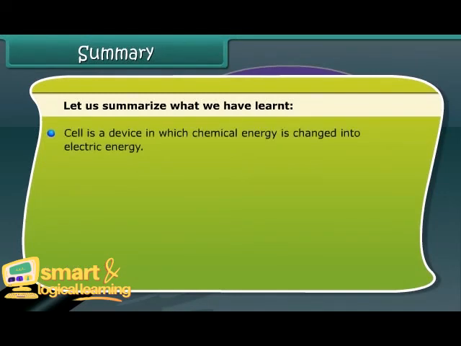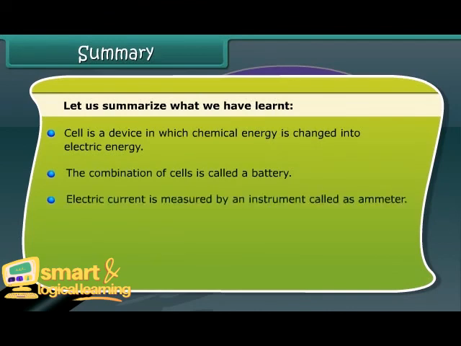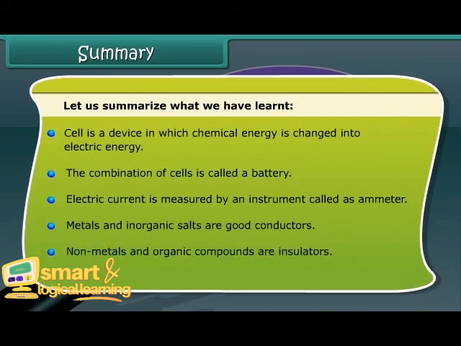A cell is a device in which chemical energy is changed into electric energy. The combination of cells is called a battery. Electric current is measured by an instrument called an ammeter. Metals and inorganic salts are good conductors. Non-metals and organic compounds are insulators.